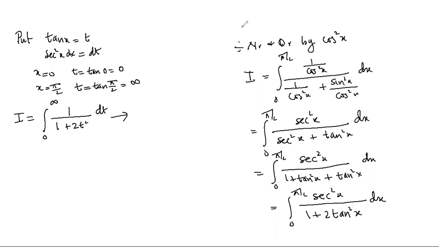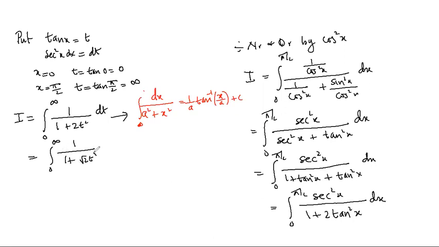So now you can apply the integral 0 to infinity dx upon a square plus x square formula, which is 1 by a tan inverse x by a. But only one small problem: t is having a coefficient. So I can write 0 to infinity, 1 upon 1 plus root 2 t the whole square dt. So 1 by a also, divide by the coefficient of t, tan inverse root 2 t.